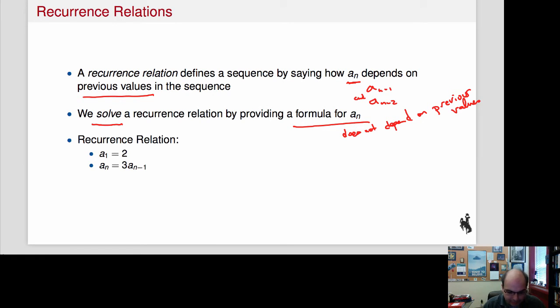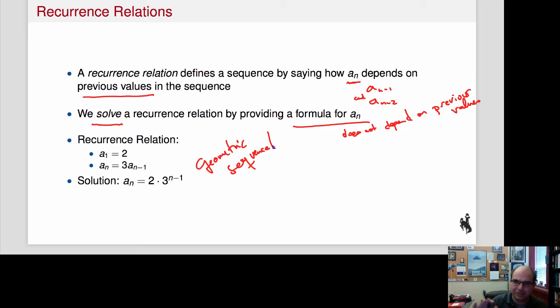Here's an example. a sub 1 is equal to 2, a sub n is equal to 3 times a sub n minus 1, okay? And we can actually solve that. And that's a sub n is equal to 2 times 3 to the n minus 1. This is, in fact, a geometric sequence, okay? Which is nice, okay?